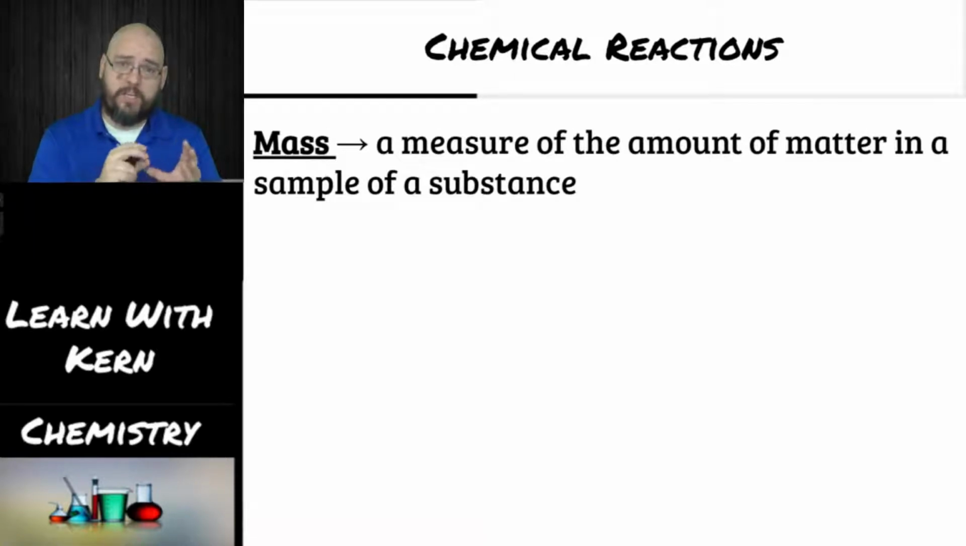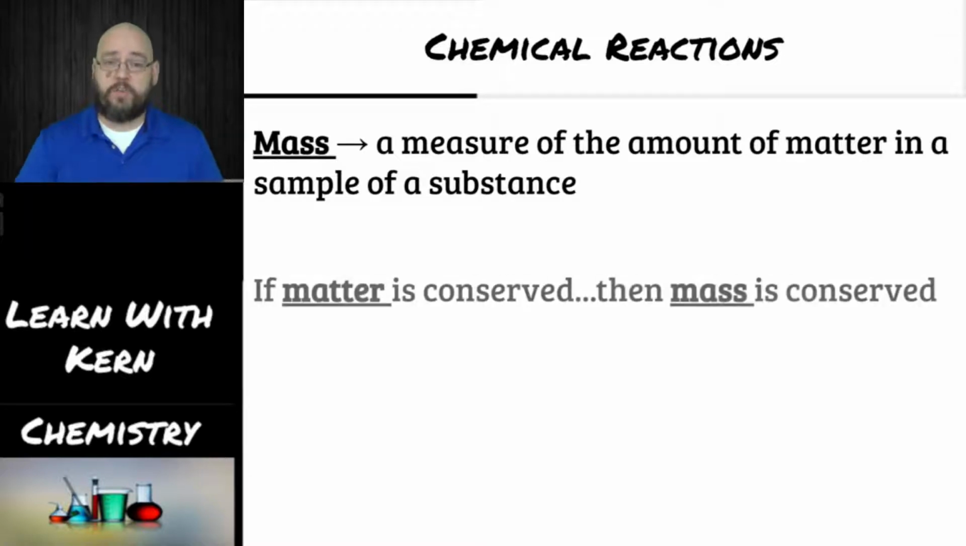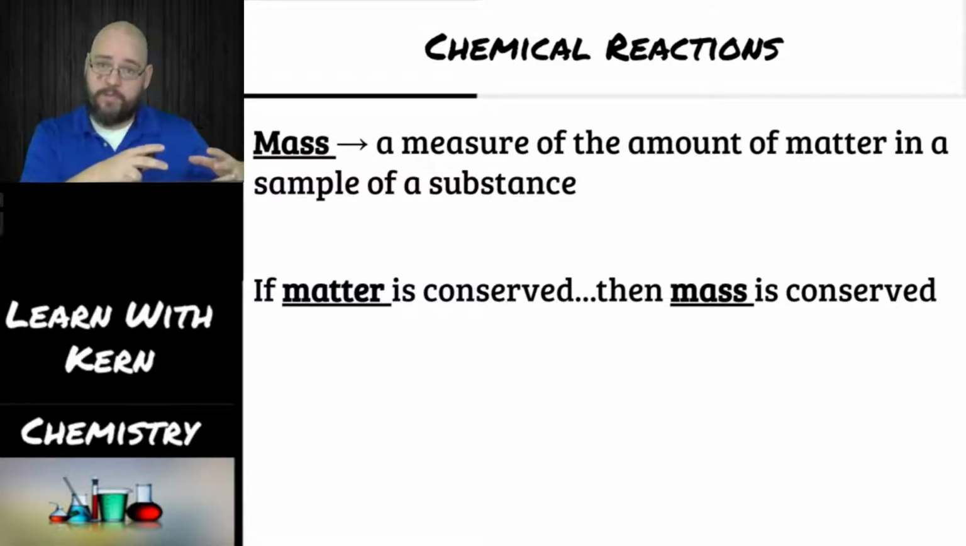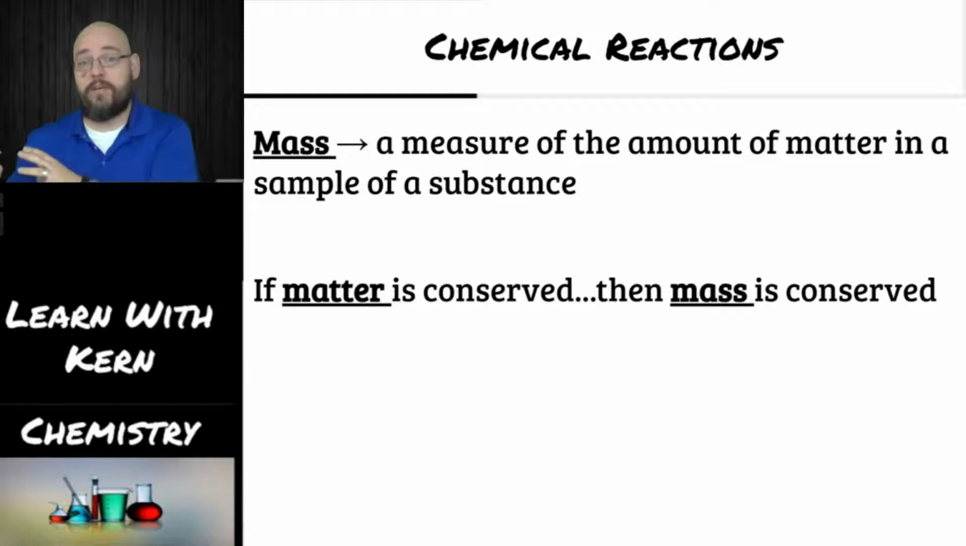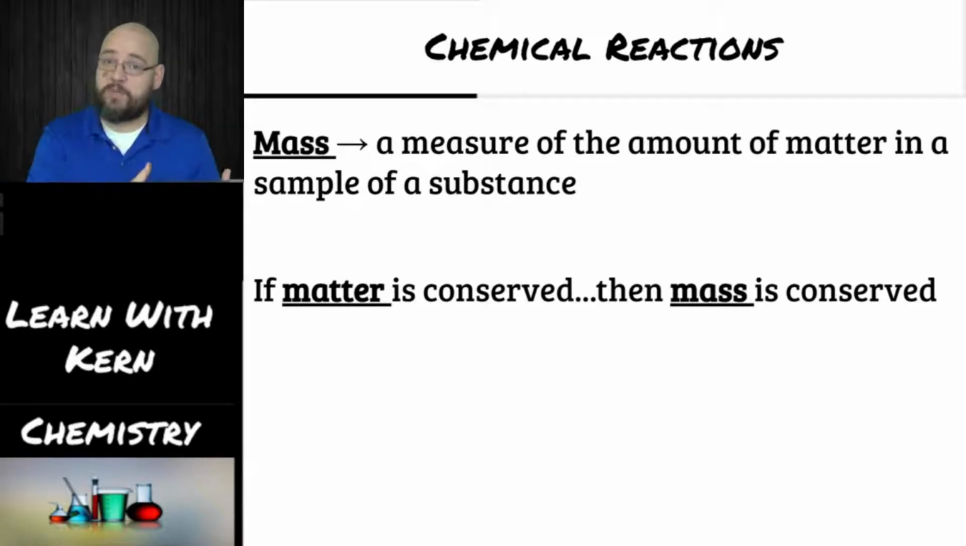Mass is a measure of the amount of matter in a sample of a substance. So if matter is conserved, all the matter that was there before, then that means the mass is conserved. Because if all the matter that was there before is there after, then whatever the measurement of how much matter was there before is going to be the same as what's there after. It kind of makes sense. Mass is a measurement of the amount of matter, so the matter being there before and after means that whatever mass was there before is the same mass as after. So matter and mass are both conserved.